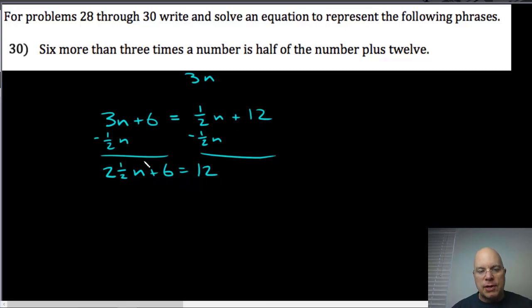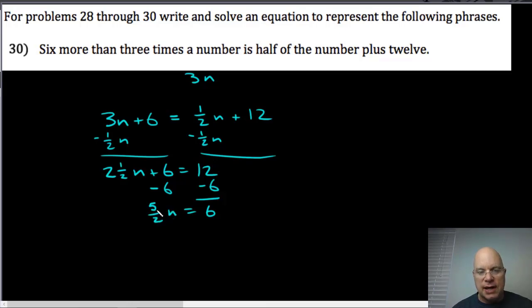In order to isolate the variable and solve for n, I need to get rid of this constant term, so I use the inverse of adding 6, which is subtracting 6. But I have to do it on both sides of the equation, property of equality. 12 minus 6 is 6. 6 equals 2 1/2 n, which at this point I'm going to represent as 5/2.